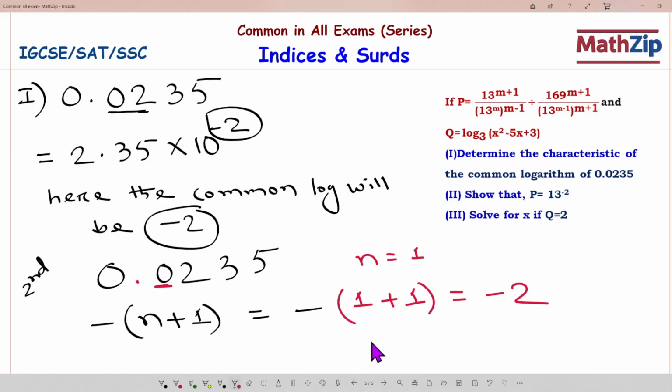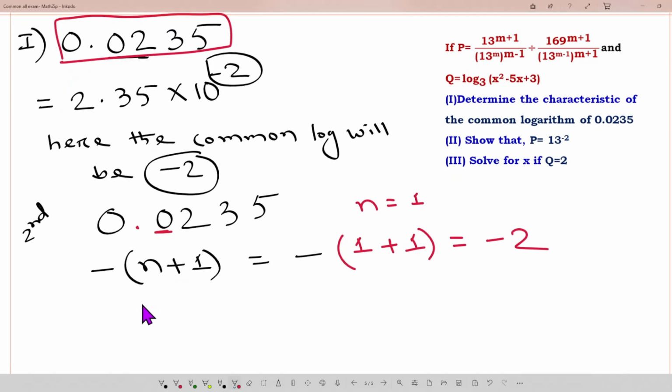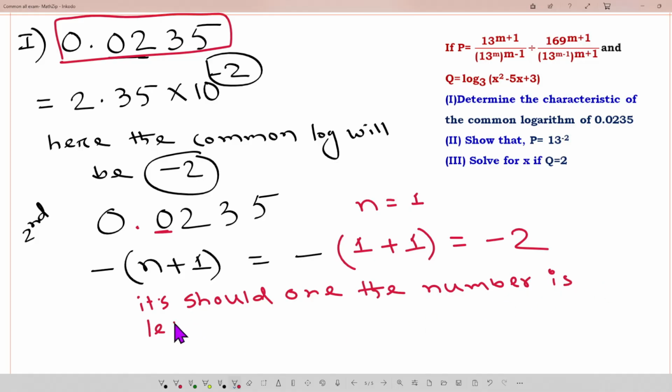This is only used when the number is less than 1. So number 1 done.